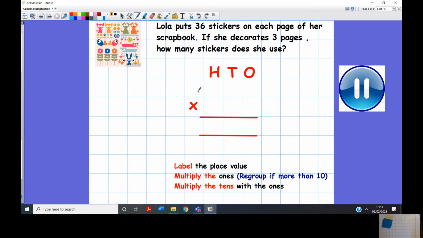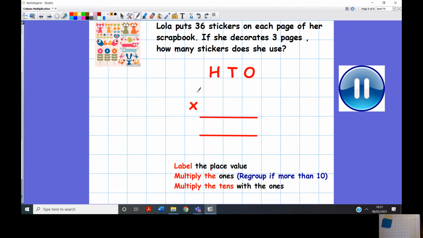Lola puts 36 stickers on each page of her scrapbook. If she decorates 3 pages, how many stickers does she use? So remember, what's your key information? What's going to be your equation? You need to label the place value and then work out the answer by multiplying the ones and regrouping if it's more than 10, and then multiplying the tens with the ones. So press pause now. I want you to complete this on some paper or on a whiteboard, whatever you have to hand, and then press play when you're ready to go through the answers.